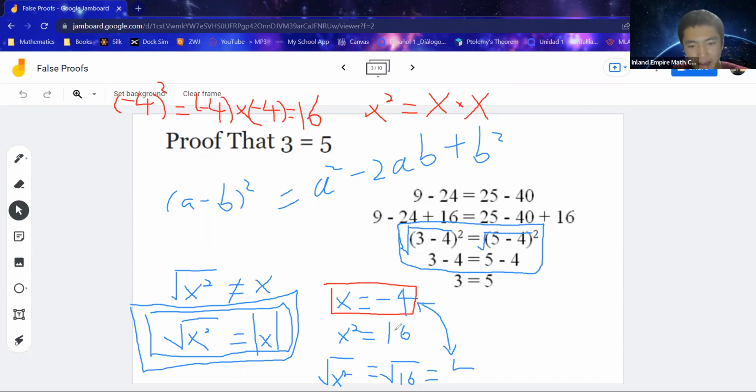So therefore, x squared is 16. And when we take the square root of that, we get 4, which is why the absolute value of x is always equal to the square root of x squared and not x. If there are no questions, we're going to move on to the next example.